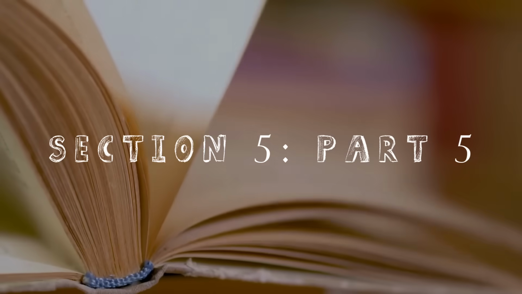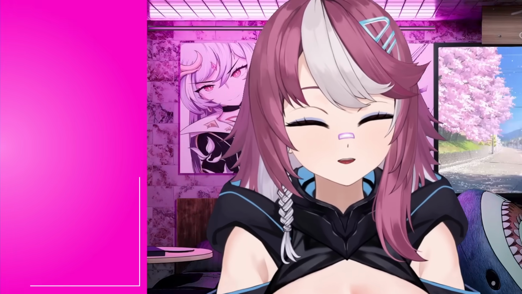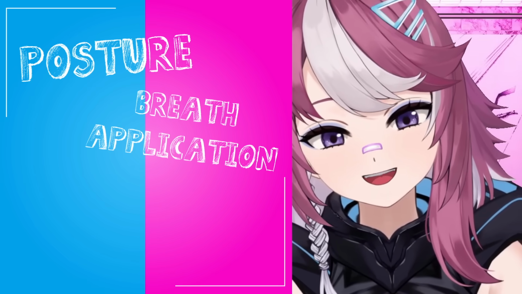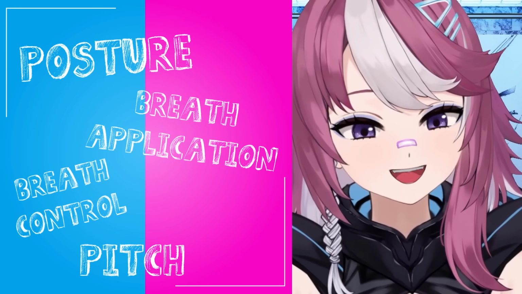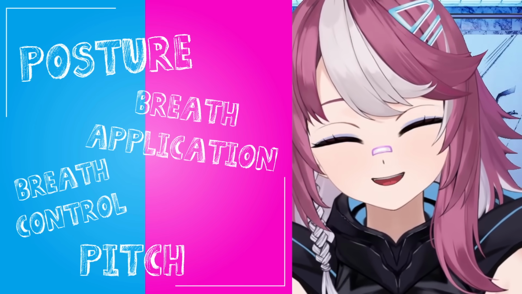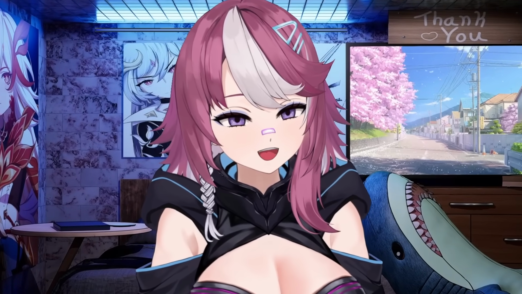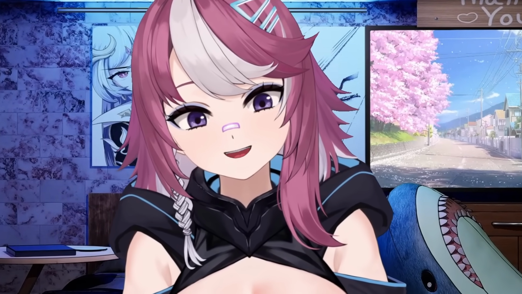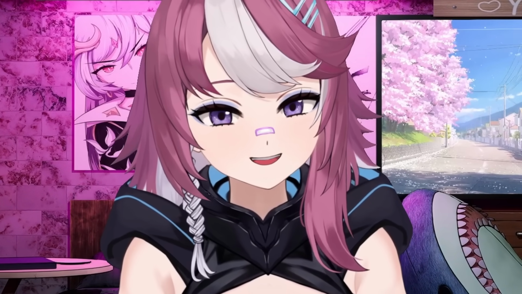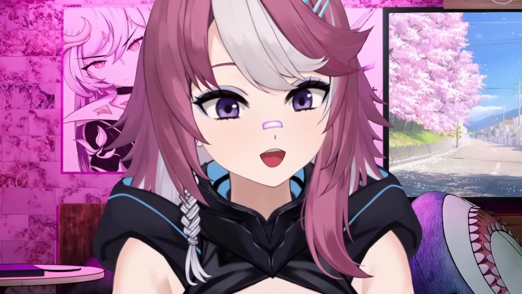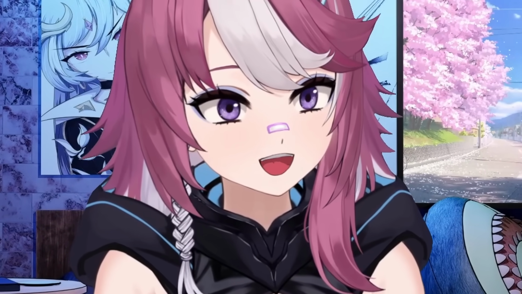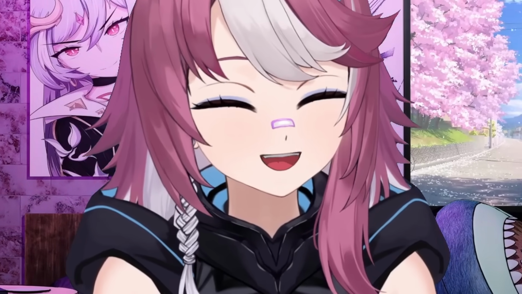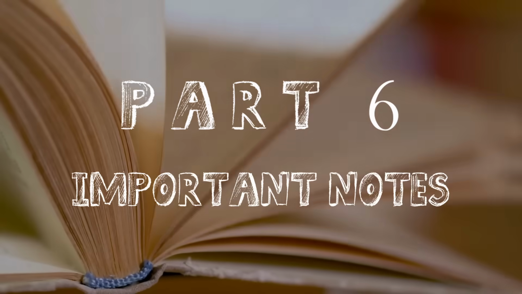Section 5, part 5, extra stuff. Things like your posture, breath application, and breath control, as well as pitch, can help, but only if and when you have built the foundation of resonance. Also, it's really important to point out that when you are trying to do things like clenching your tongue, etc., there is a point where you're doing it too much. You don't want to overexert yourself, but also if you do it too much, you actually block airways and make it impossible to speak.